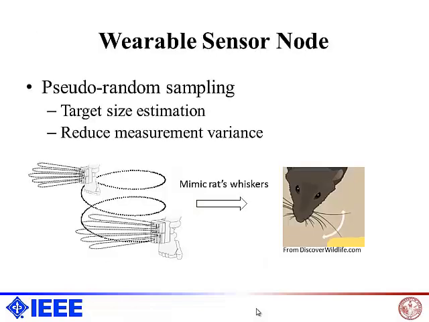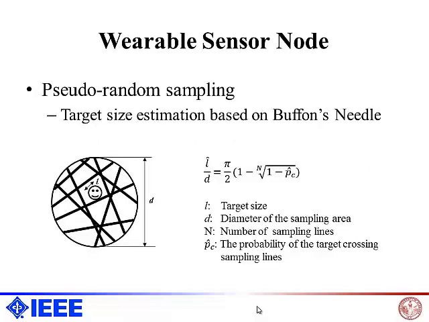And for the wearable sensor, we developed pseudo-random sampling. That is, you randomly wave your arms to collect the data. This sampling mimics rat whiskers. We know that rats use their whiskers to measure the diameter of holes, and we use this sampling to measure the target size. It also reduces the measurement variance.